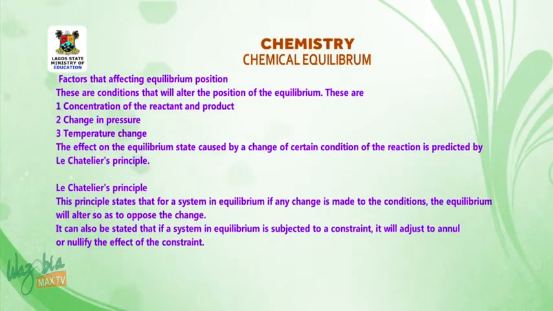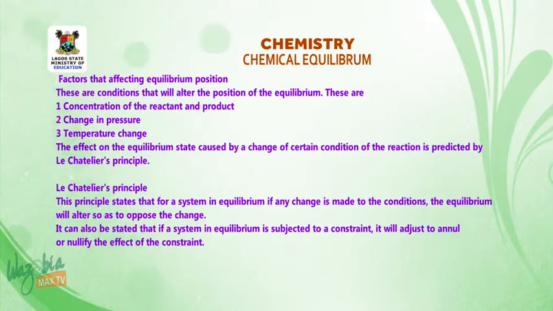Now, welcome back. Now, we want to look at the factors affecting equilibrium position. These are the conditions that will alter the position of the equilibrium. These are 1. Concentration of the reactants and the product. 2. Change in pressure. And 3. Temperature change.